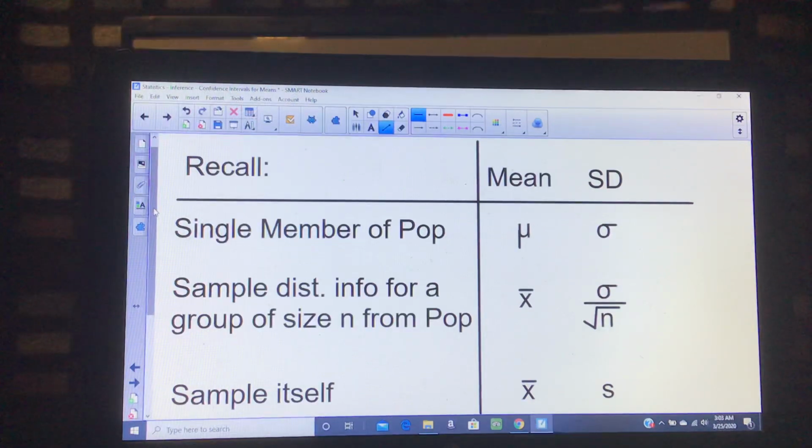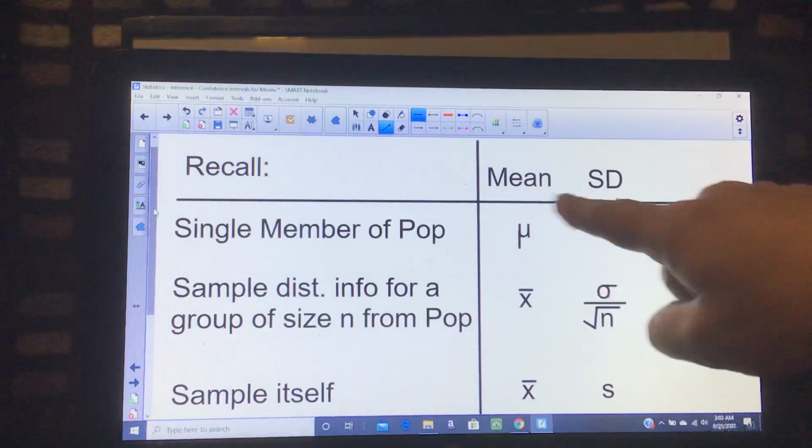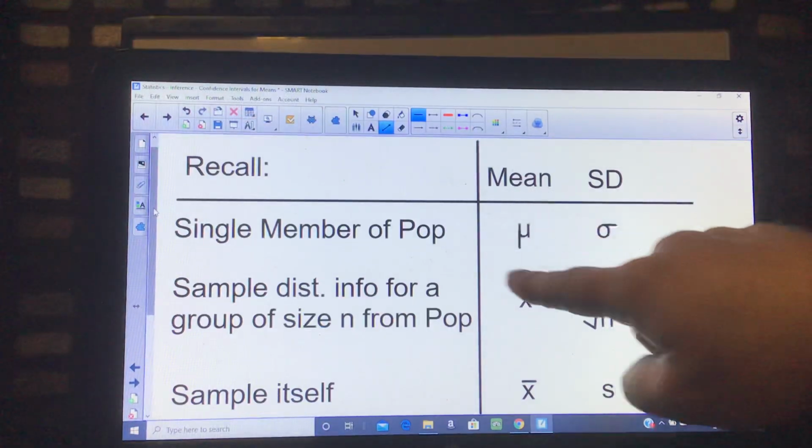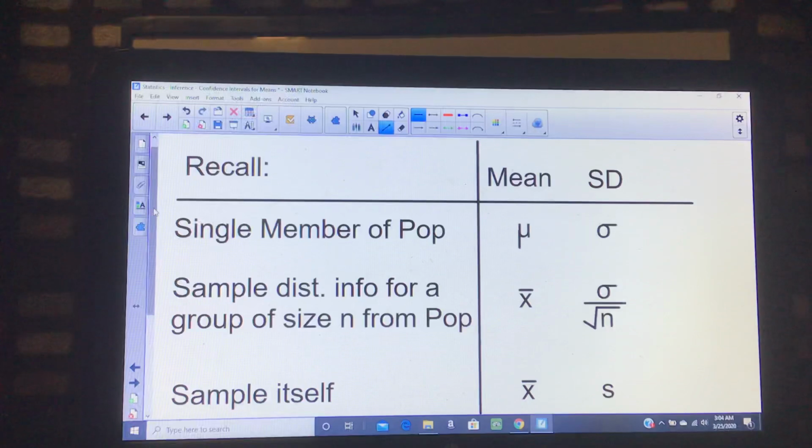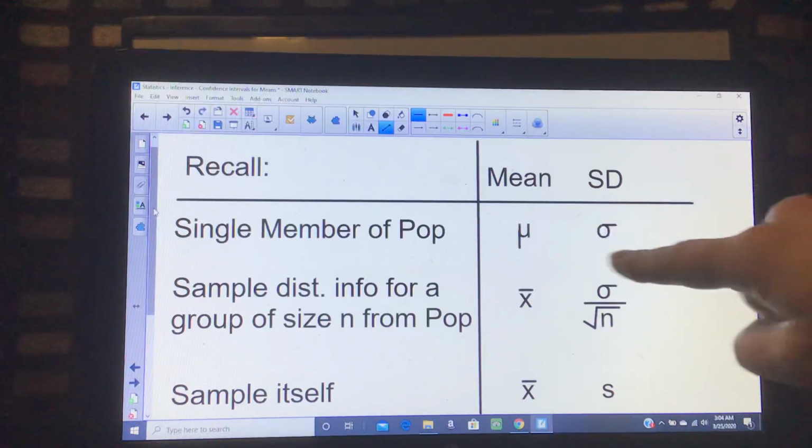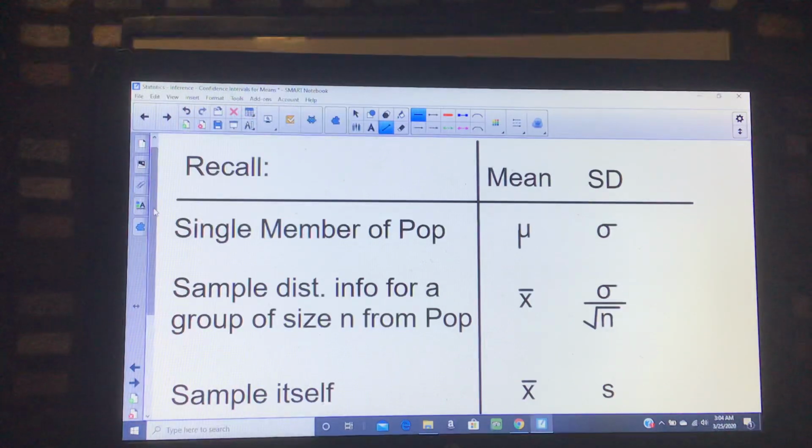So the symbols for a single member of the population, remember, if we have a population and we want to know what's the average, say we're talking about maybe people's heights, what's the average height for a single person and what's the standard deviation from that, the population mean is symbolized by this Greek letter mu, and the population standard deviation is represented by the Greek letter sigma.